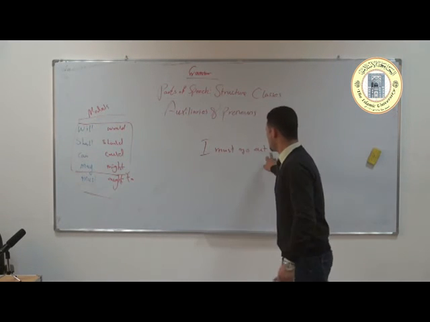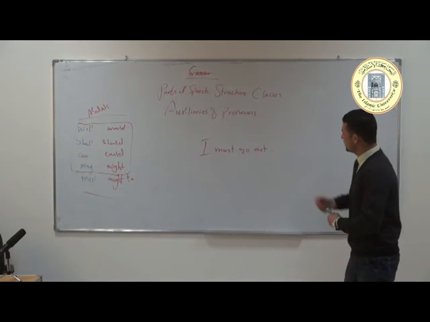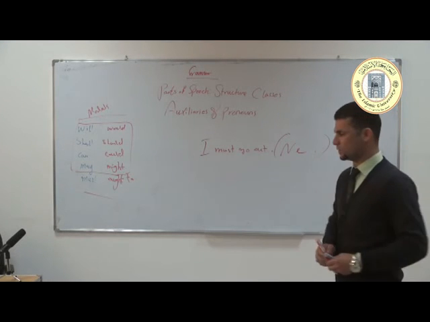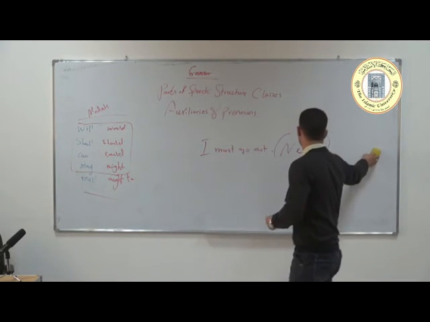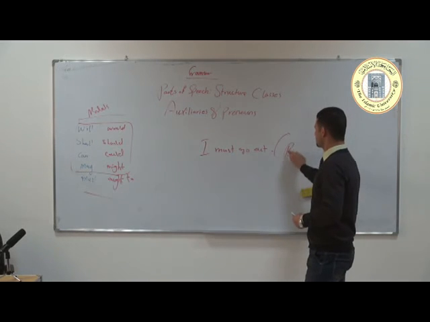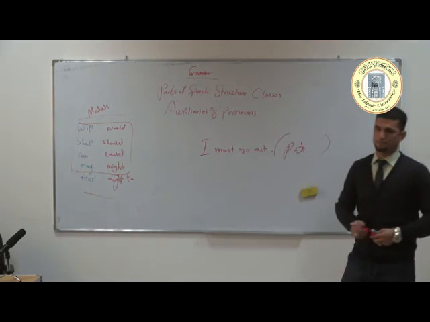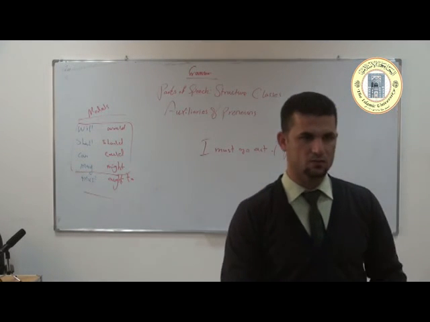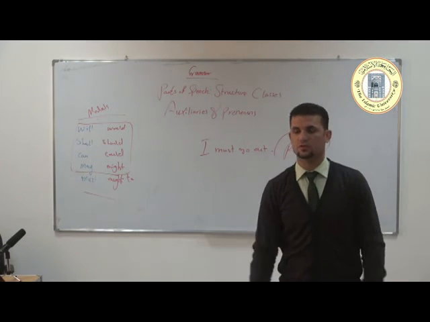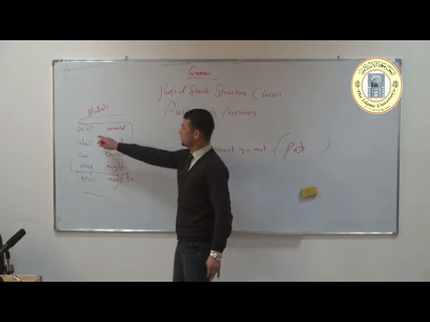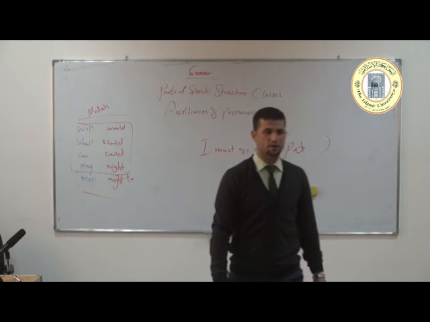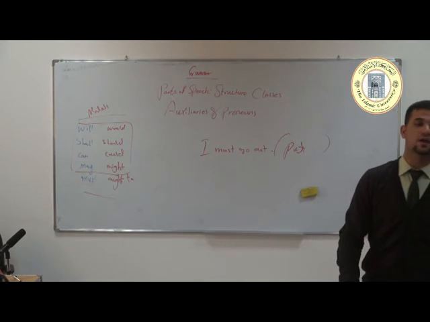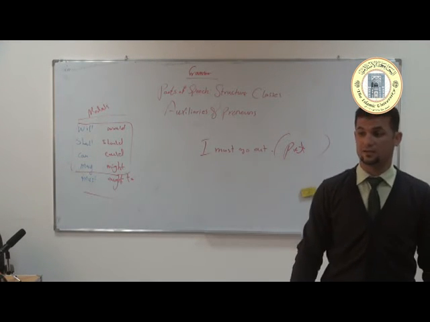Look at this sentence: I must go out. If I ask you to change it into the past, okay, I must go out. This is the present, right? What about the past of this one? If you were to have a verb like will, the past is simply would. If you have shall, the past is should. What about must? The past tense of must is have to.